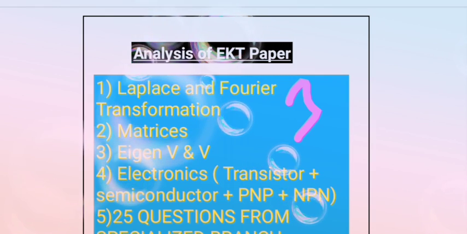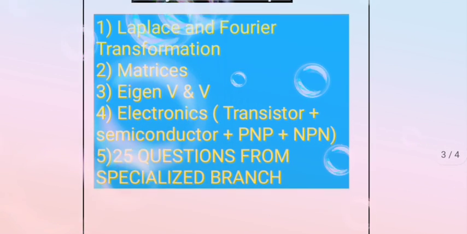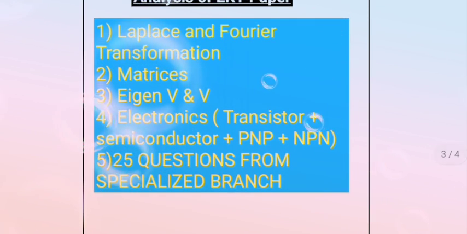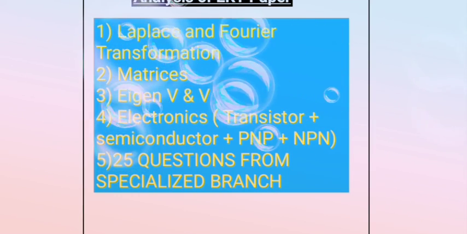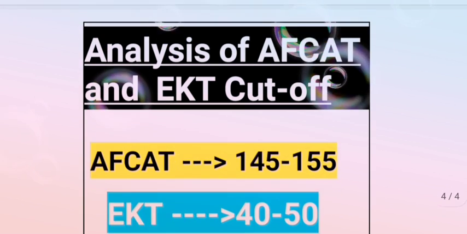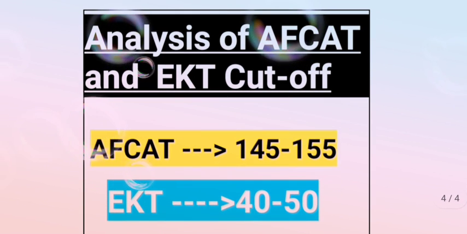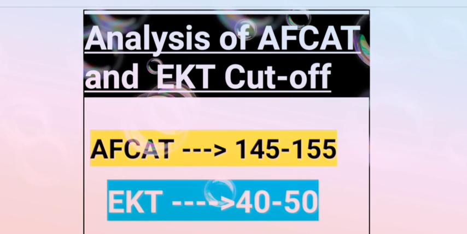And the last most important point is point fifth. Here 25 questions are coming from the specialized branch, meaning your mechanical, computer science, and other branches. Okay, now come to the next, that is the analysis of the AFCAT paper and EKT cutoff.